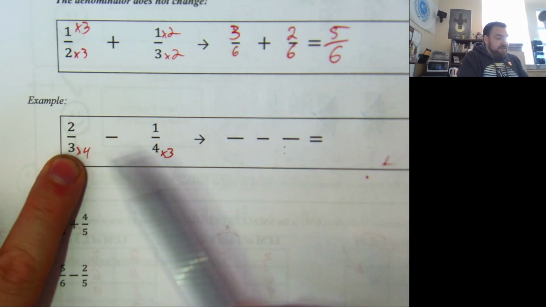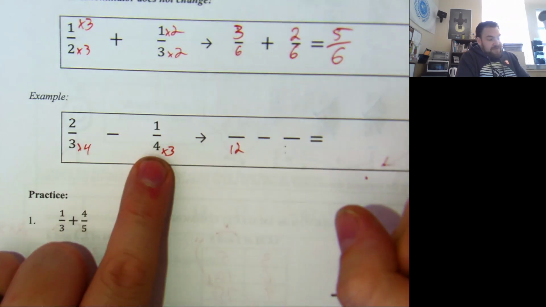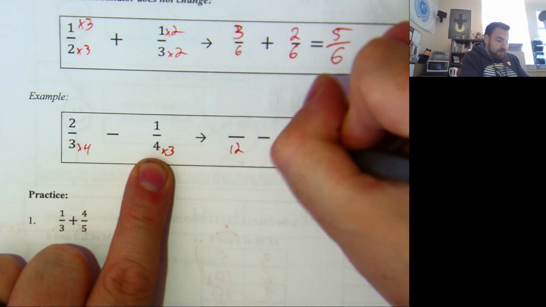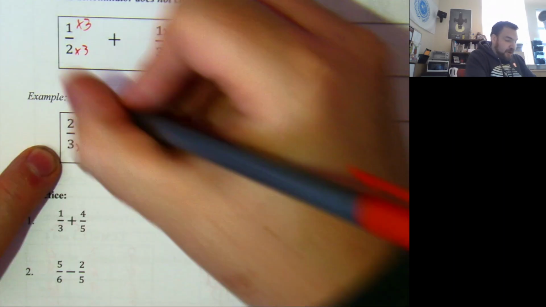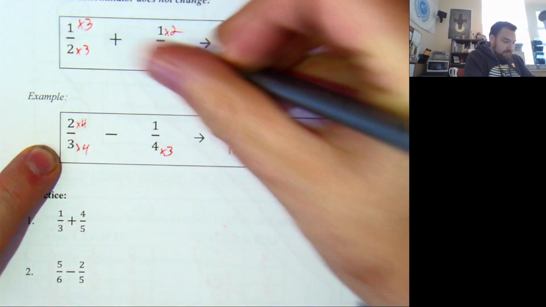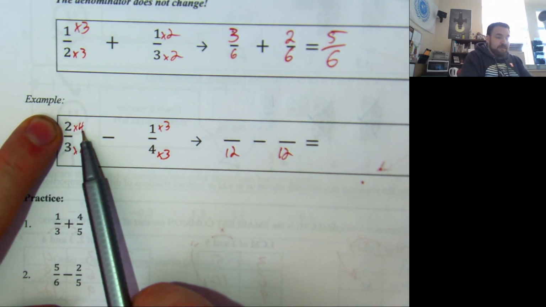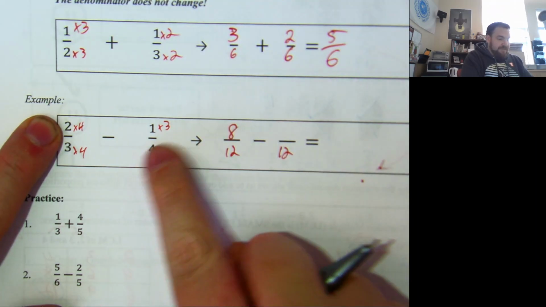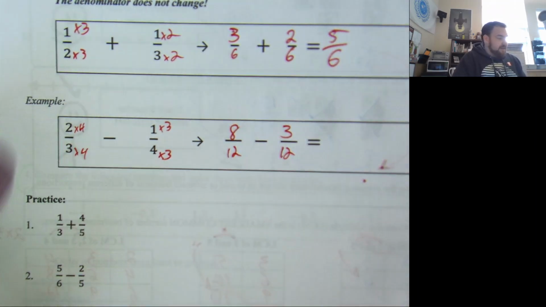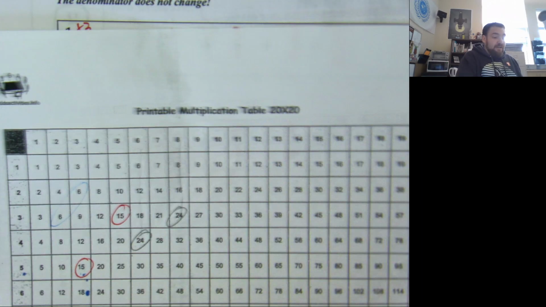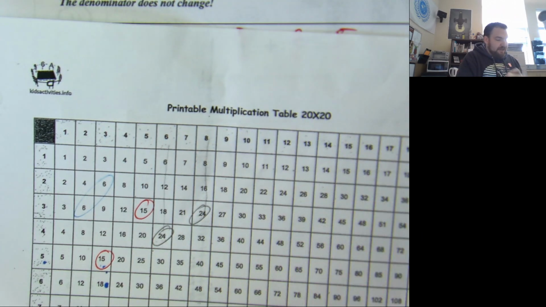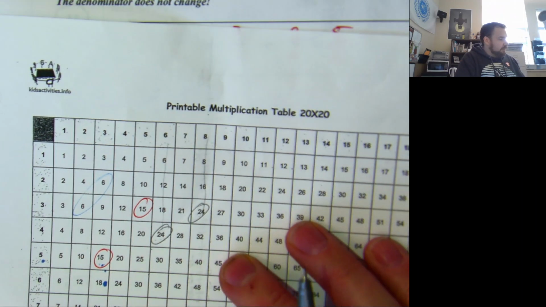3 times 4 is? So then 4 times 3 must also be? And whatever we do to the bottom, we have to go back and do to the top. So then 2 times 4 is? And 1 times 3 is 3, because anything times 1 is itself. Again, you've got the periodic table, I keep calling it that, the multiplication table.